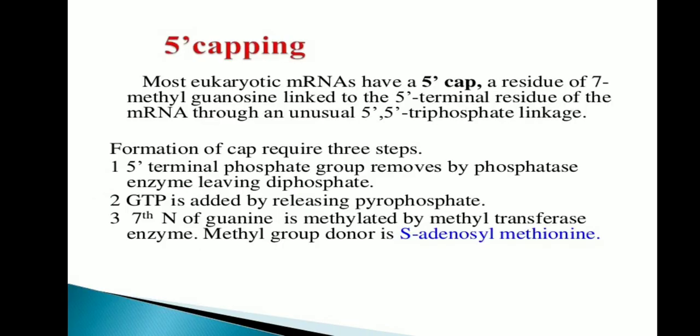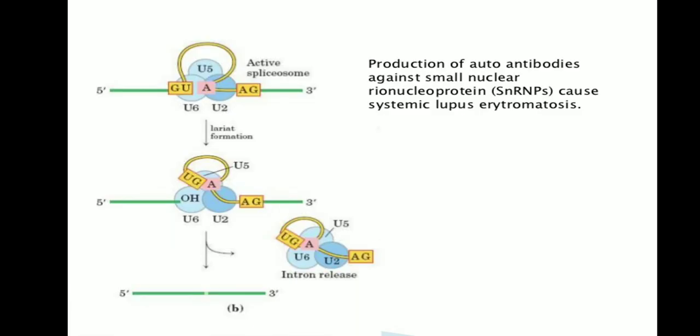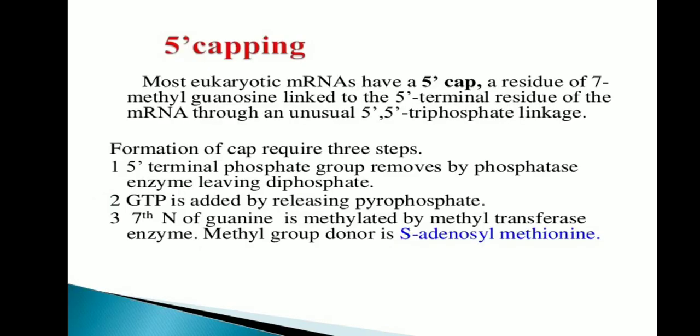Okay, then we will see the next modification. Here you can see the two exons bind to each other at their ends, they attract to each other, and thus they attach and form the mature mRNA. Okay, then the next modification is the 5 prime capping. Most eukaryotic mRNAs have a 5 prime cap, right?